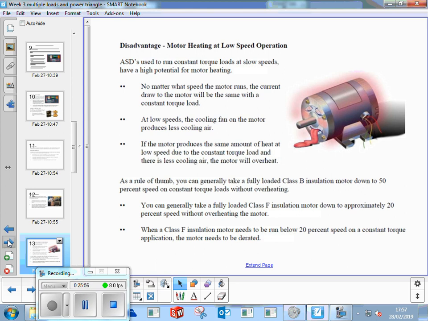So it's about the class of motor that you buy, the class of insulation. If you get a Class F insulation motor, you can go down to approximately 20% speed without overheating the motor. When a Class F insulation motor needs to be run below 20% speed on a constant torque application, the motor needs to be derated.